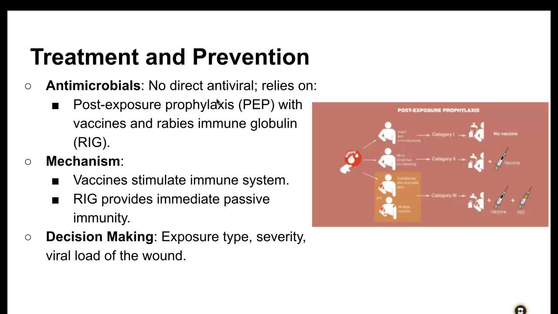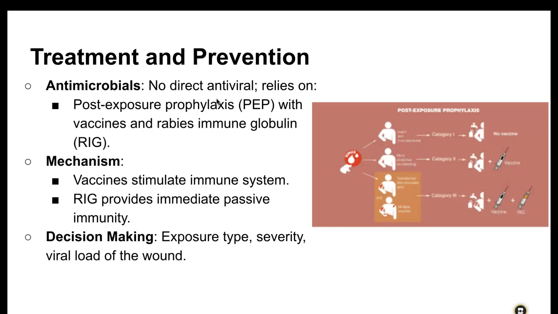So treatment and prevention: there's no direct antiviral. For post-exposure prophylaxis, the PEP, there are vaccines, and rabies immune globulin, or RIG, is something that you can be given as well. That's where you've been bitten a lot and have a really high viral load. Vaccines stimulate the immune system to help your body fight the disease, and the RIG provides immediate passive immunity.